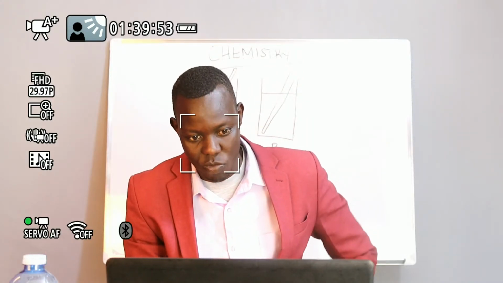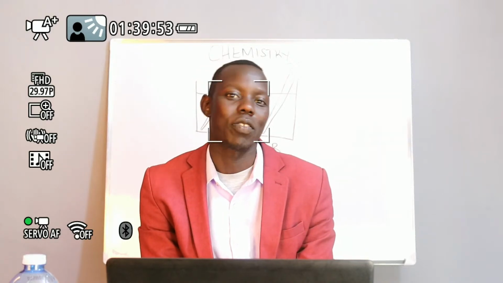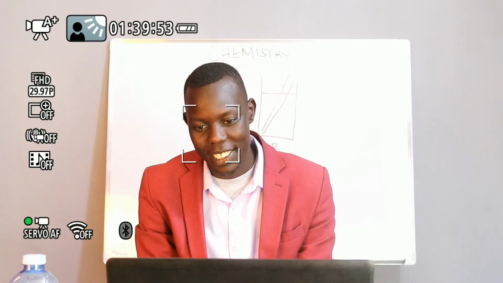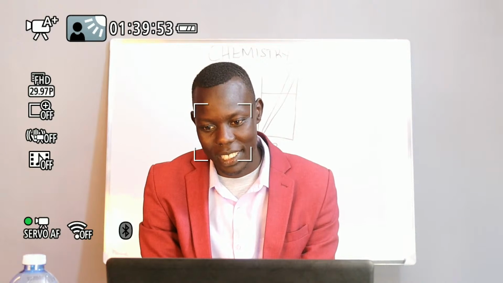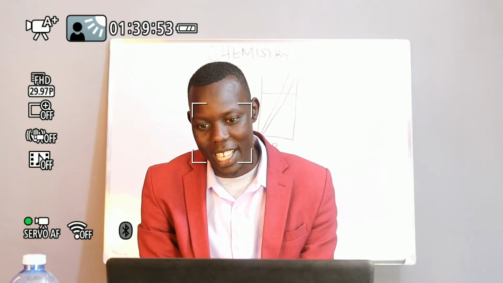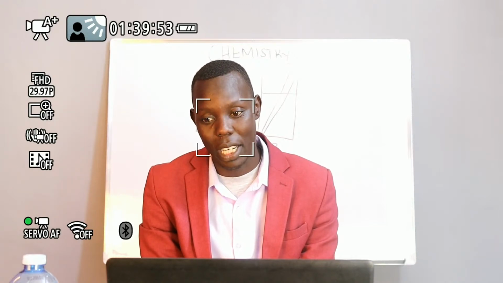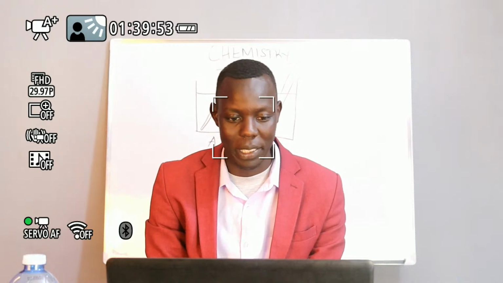List 4 branches of chemistry. Somebody? List 4 branches of chemistry. Organic chemistry, inorganic chemistry, analytical chemistry, physical chemistry. Yeah. Those are 4: organic, inorganic, analytical, and physical chemistry. Great.